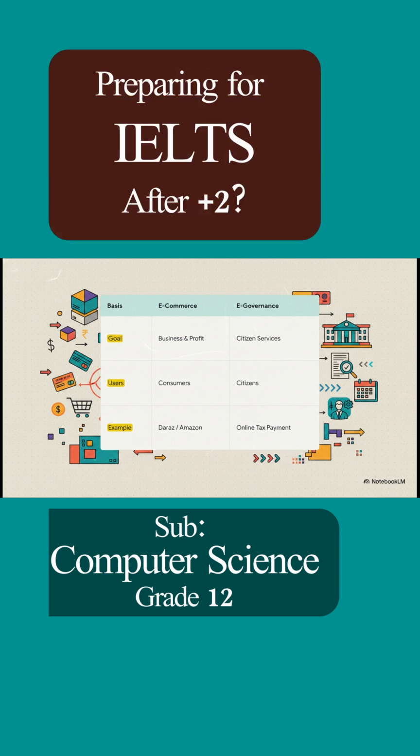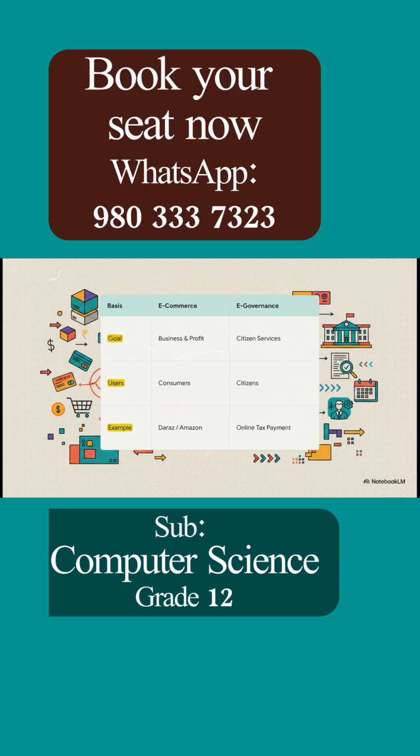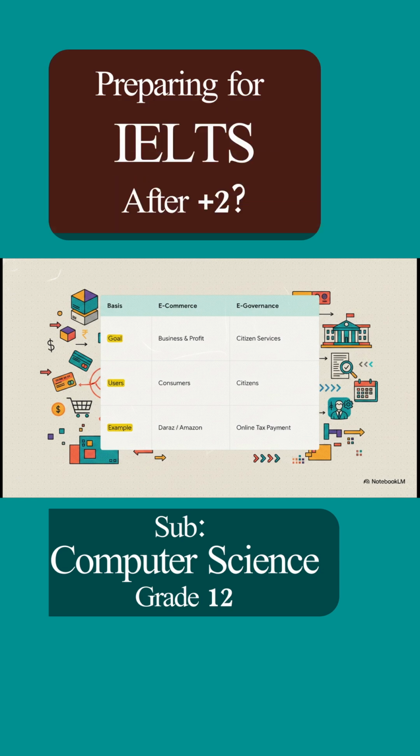First, the goal. For e-commerce, it's all about business and making a profit. Think DRAs. For e-governance, the goal is to provide public services, like paying your taxes online. Next, users. E-commerce is for customers, right? E-governance is for citizens. And finally, the example. Easy. For e-commerce, just write DRAs. For e-governance, online tax payment is perfect. Do that, and you've got yourself full marks. It's clean, it's simple, it's perfect.